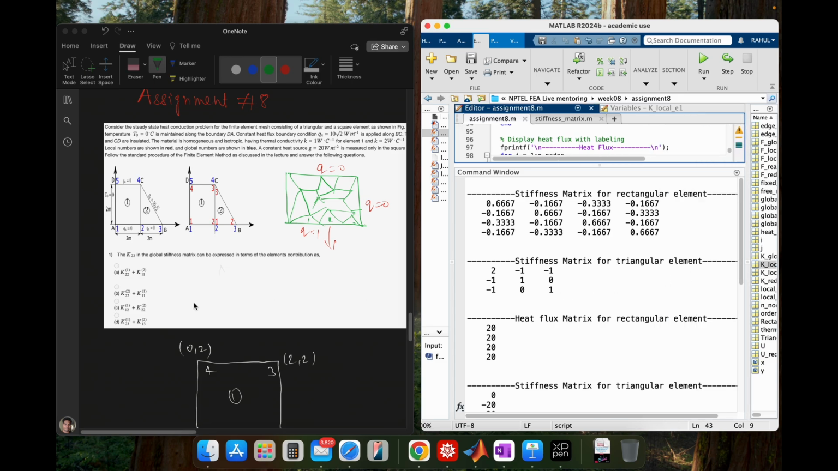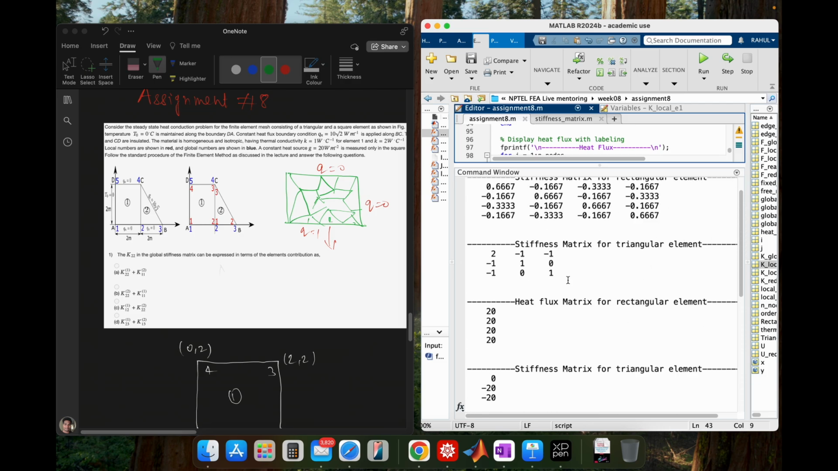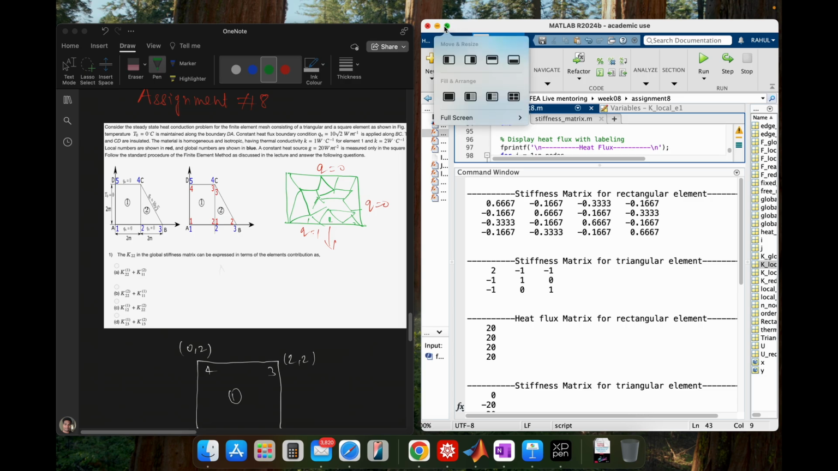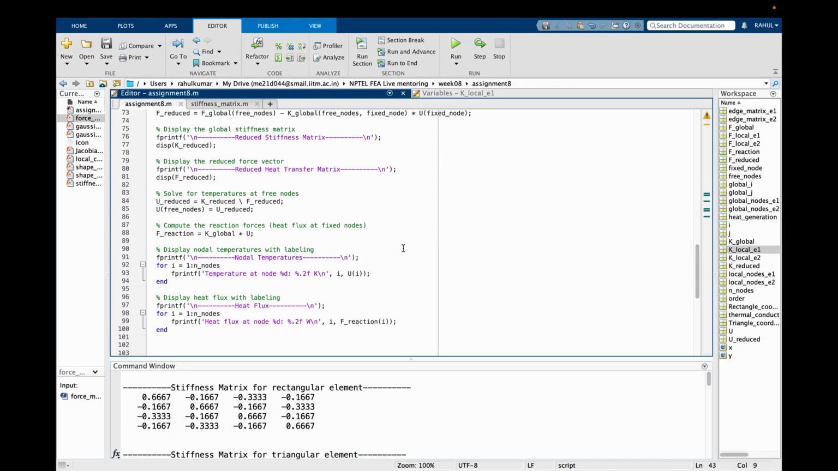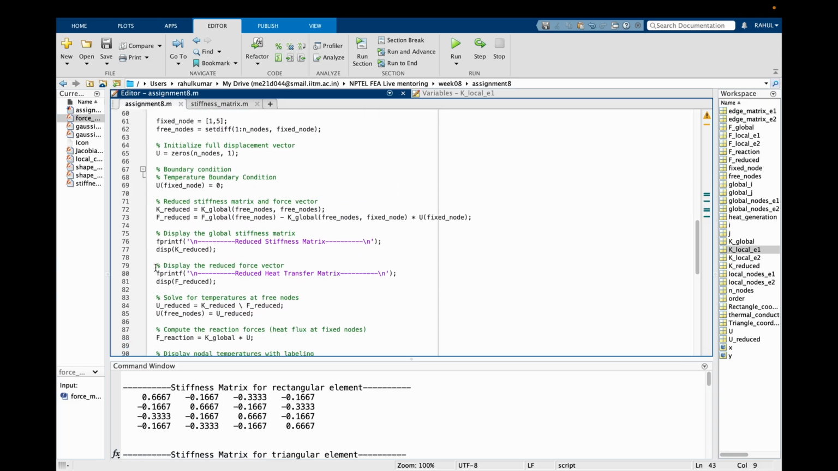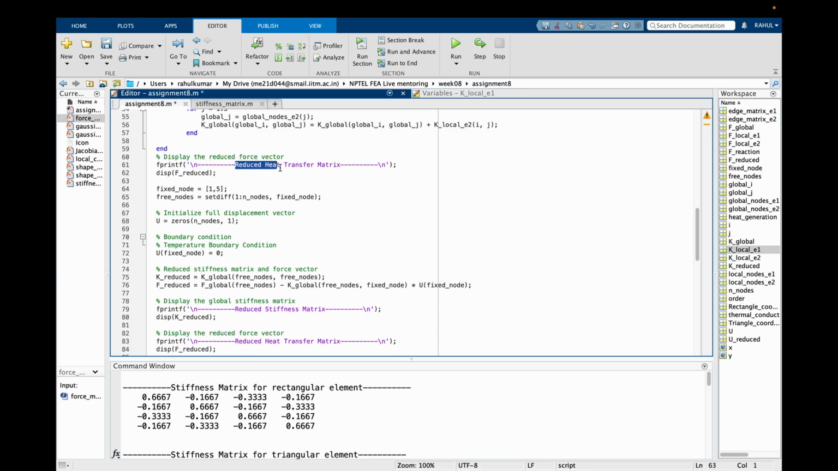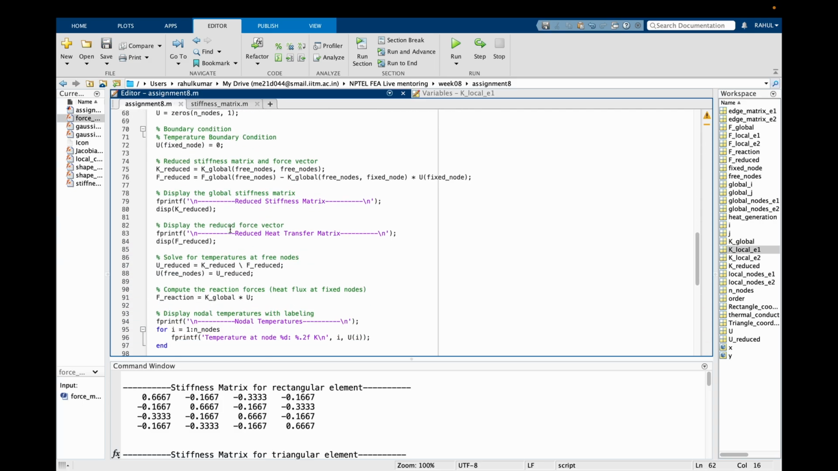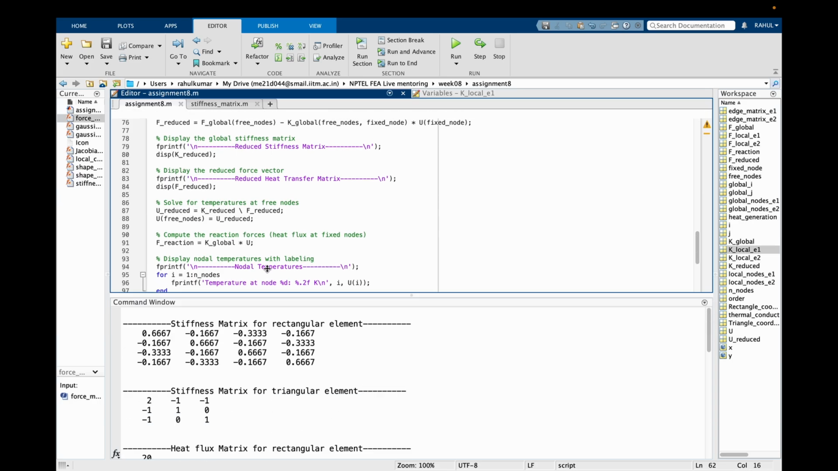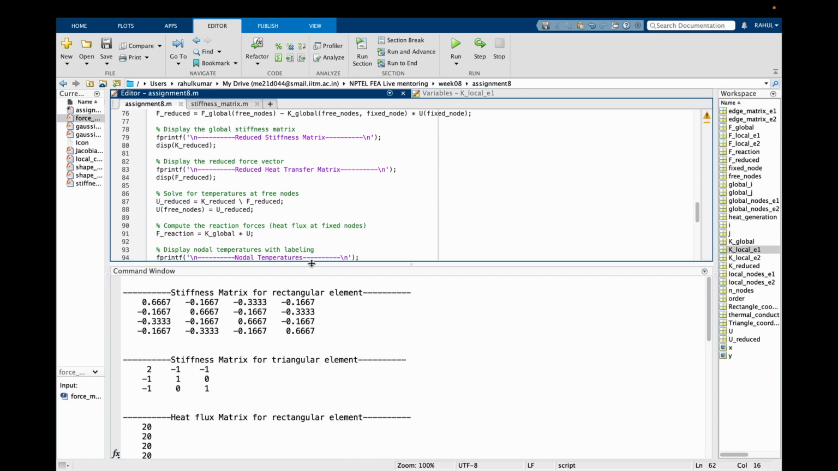In your problem it is asking what is K22. I have not printed the global stiffness matrix, so let's print that global stiffness matrix. I think the global temperature is already printed here. Okay, let's run this again.